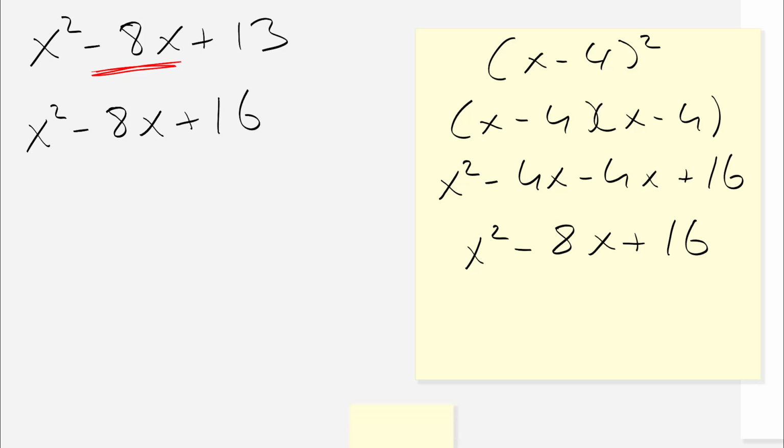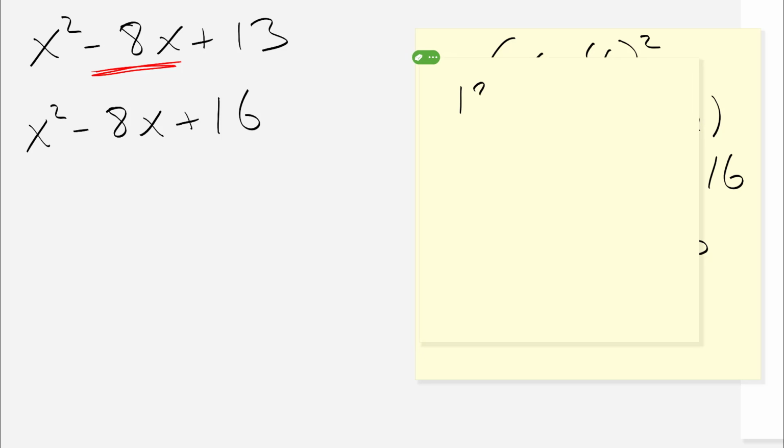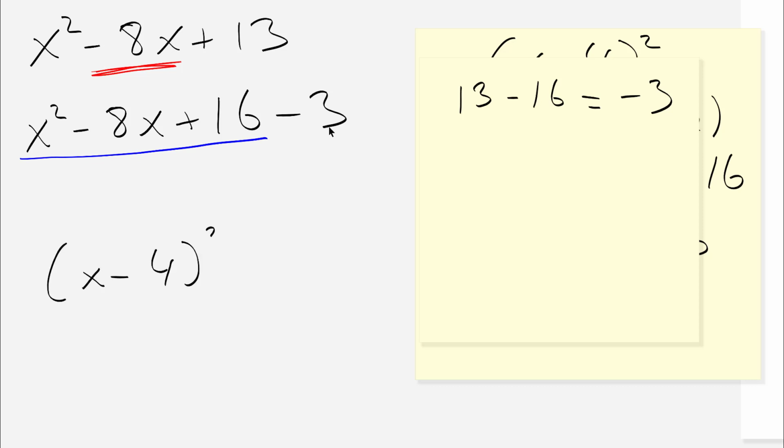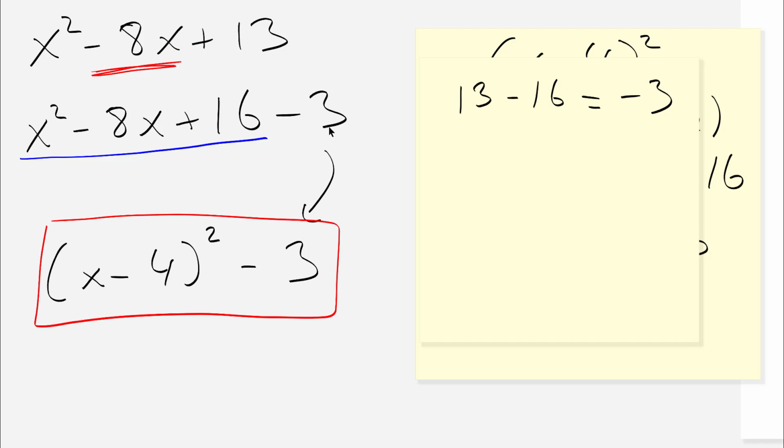And what about the remainder? Well, the remainder will just simply be 13 take 16. That is minus 3. So minus 3 is my remainder. And as you can see here, the x squared is the same as the x squared, the minus 8x is the same as the minus 8x, and 13 is the same thing as 16 minus 3. So then again, I know that the first three terms here, x squared minus 8x plus 16, that is x minus 4 to be squared, and then I have my remainder of minus 3. So there we go. x squared minus 8x plus 13 can be rewritten as x minus 4 squared minus 3.